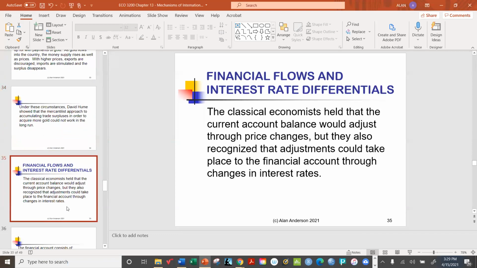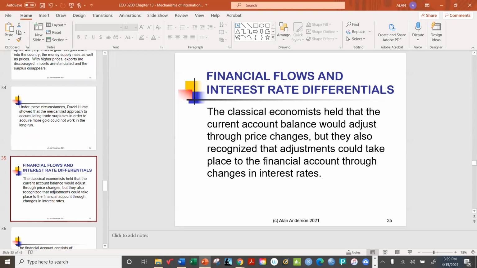All right, now, in addition to that, though, there was also, in the classical economist theories, room for the following idea: that in addition to changes in prices due to gold flows, there could also be differences in interest rates that could also lead to changes in or adjustments to the current account balance.